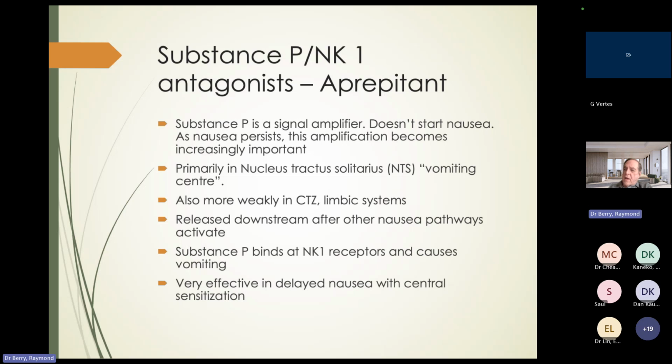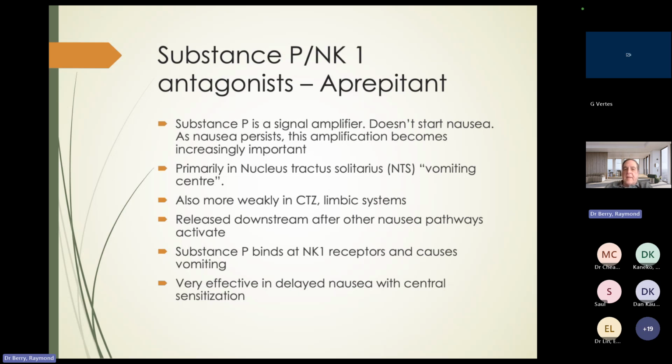You'll see this used a lot in chemo induced vomiting, and it's very effective in delayed nausea. The reason it's useful in delayed nausea: you may have seen with chemo, there's an initial nausea, but sometimes a few days later, vomiting really persists. It's this delayed vomiting after chemo.